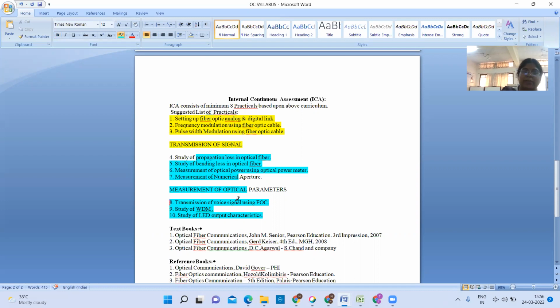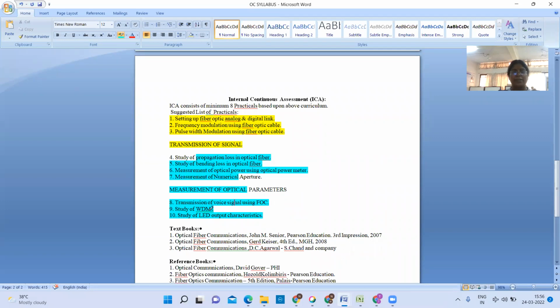Now for this experiment, we require a mic, because a microphone is that transducer which converts the voice in the form of electrical signal. So first we have to talk through the mic. That mic will convert our voice in the form of electrical signal. Then that electrical signal is given to the optical source. It will convert it in the form of light, and again it will be transmitted. So you will understand when we see that particular experiment.